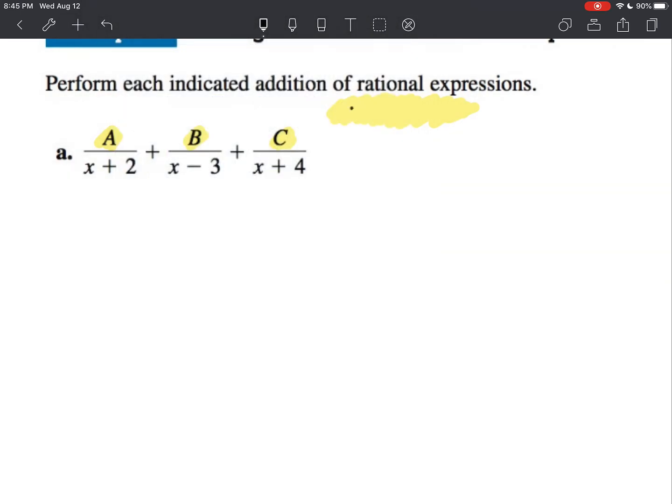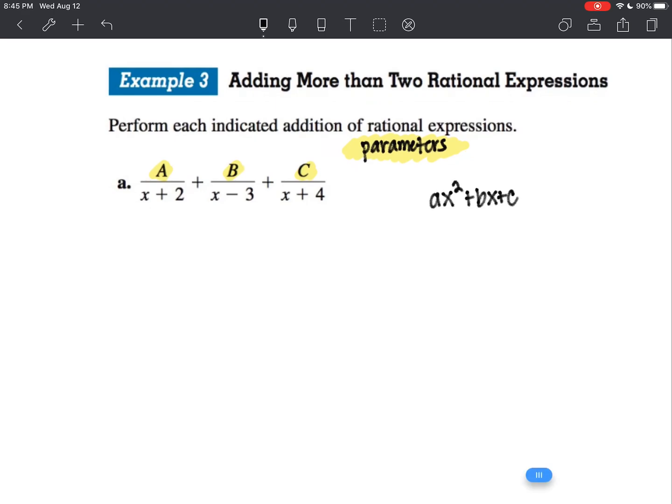Eventually they're just going to be constants that get filled in for a particular situation. So for instance, ax squared plus bx plus c, you're very familiar with that. X is your variable. A, b, and c don't vary. They're very specific for any given problem. Those are called parameters. So a, b, and c here are parameters, and x is your variable.